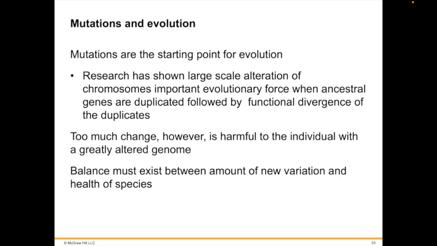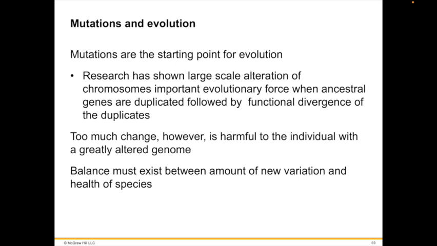The gist of this is here. Mutations are the starting point of evolution. And as I said, they are the starting point of evolution; without a continuous source of new variation, evolution will not occur. However, mutations are much more often detrimental than beneficial to an individual. Thus, a delicate balance must exist between the amount of new variation that arises in a species and the health of individuals in the species.